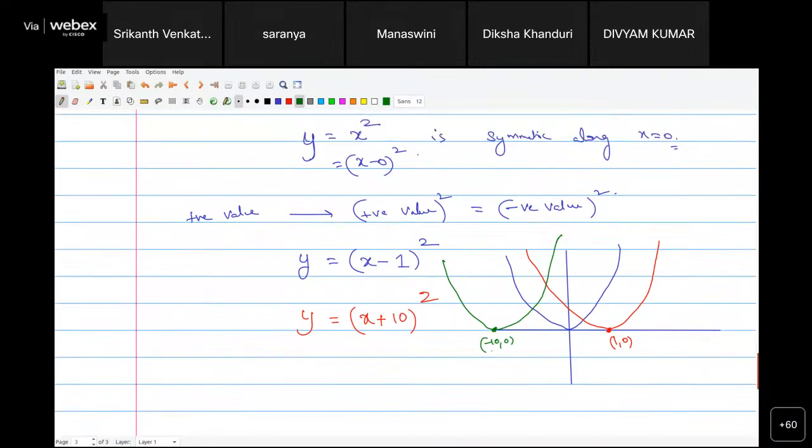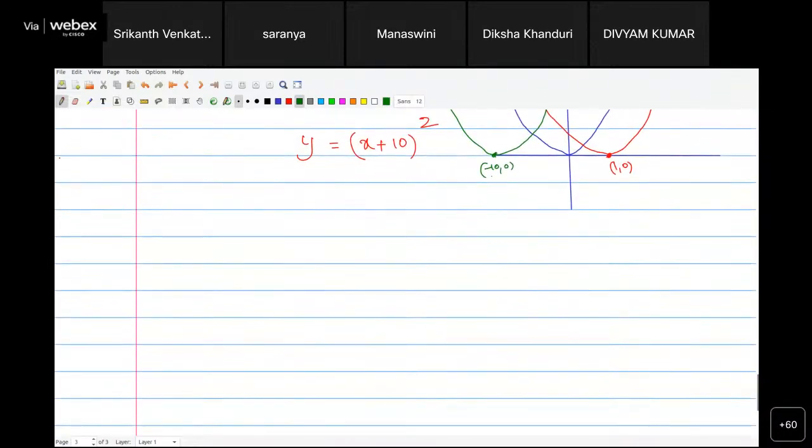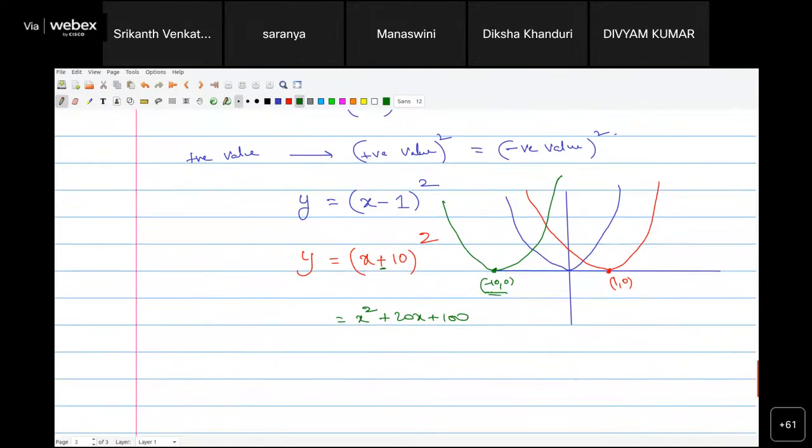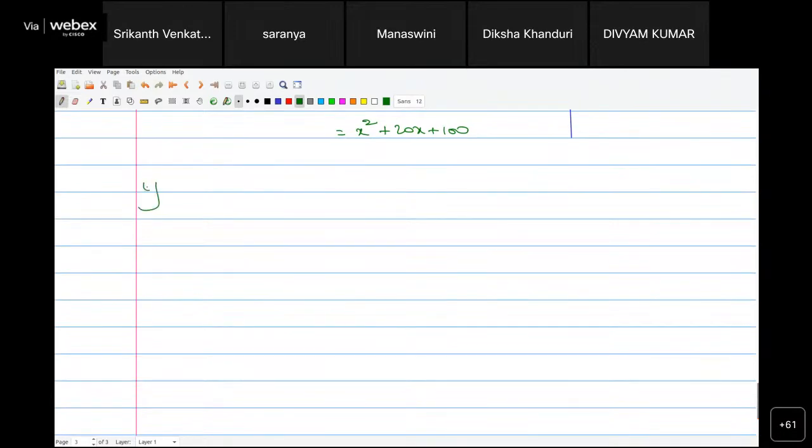Now let us prove a few things. Here we shifted left because there is x plus 10. Even if I open it, x square plus 20x plus 100, from here also if you try to compute the axis of symmetry using your formulas, you are going to get minus 10 comma 0. But right now, let us take the equation of a parabola to be ax square plus bx plus c.